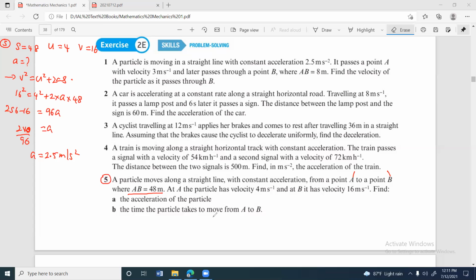That's right. Then we need to find the time the particle takes to move from A to B, the value of t. Simply apply v equals u plus at, because we know the acceleration. v is 16, u is 4, acceleration is 2.5, into t. So t becomes 16 minus 4, which is 12, divided by 2.5. So how much? 4.8 seconds would be the answer for this question. That's a way of answering question number 5.